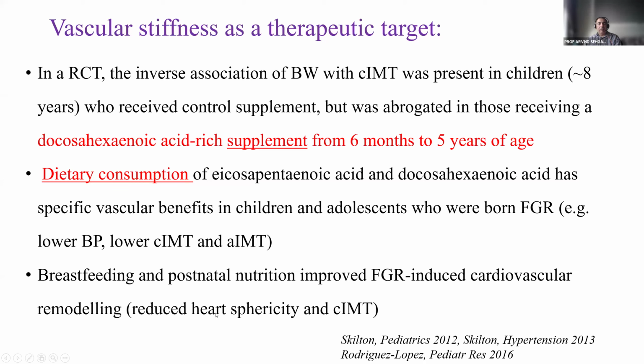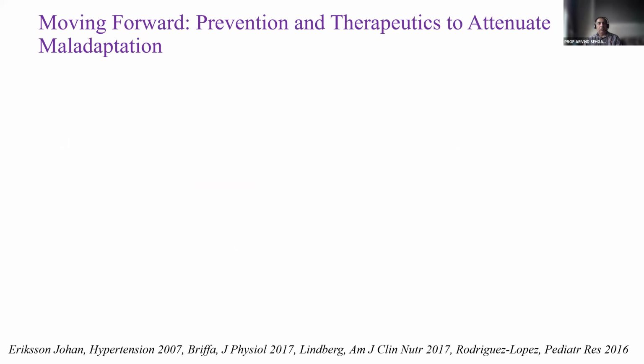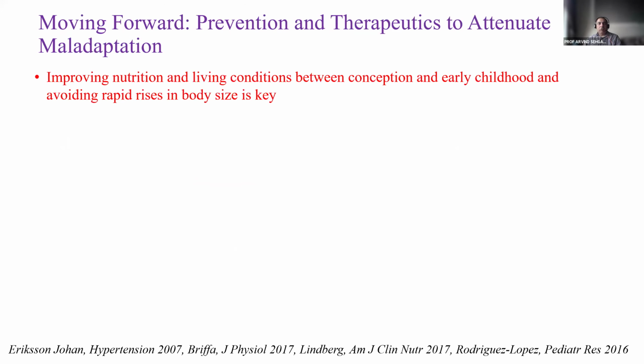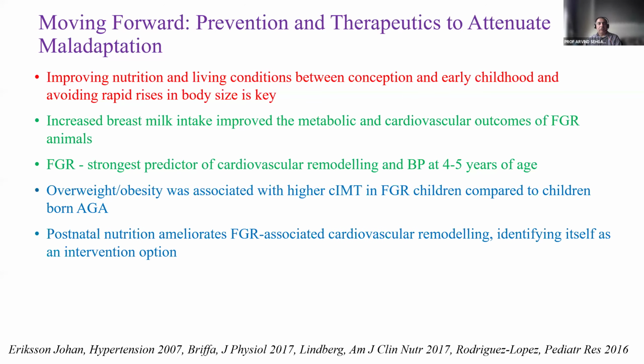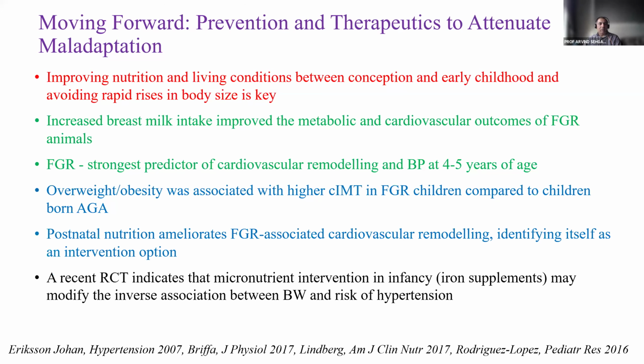Recently, the Spanish group has looked at breastfeeding and postnatal nutrition, which tends to help in remodeling of the heart and also tends to influence the arterial thickness going forward. So these are two interventions which have been shown in early studies to be good interventions. Improving nutrition and living conditions is key. Increased breast milk is key because of its metabolic benefits, and of course avoiding overweight and obesity, to not have a catch-up hypothesis in these cases, is very important.